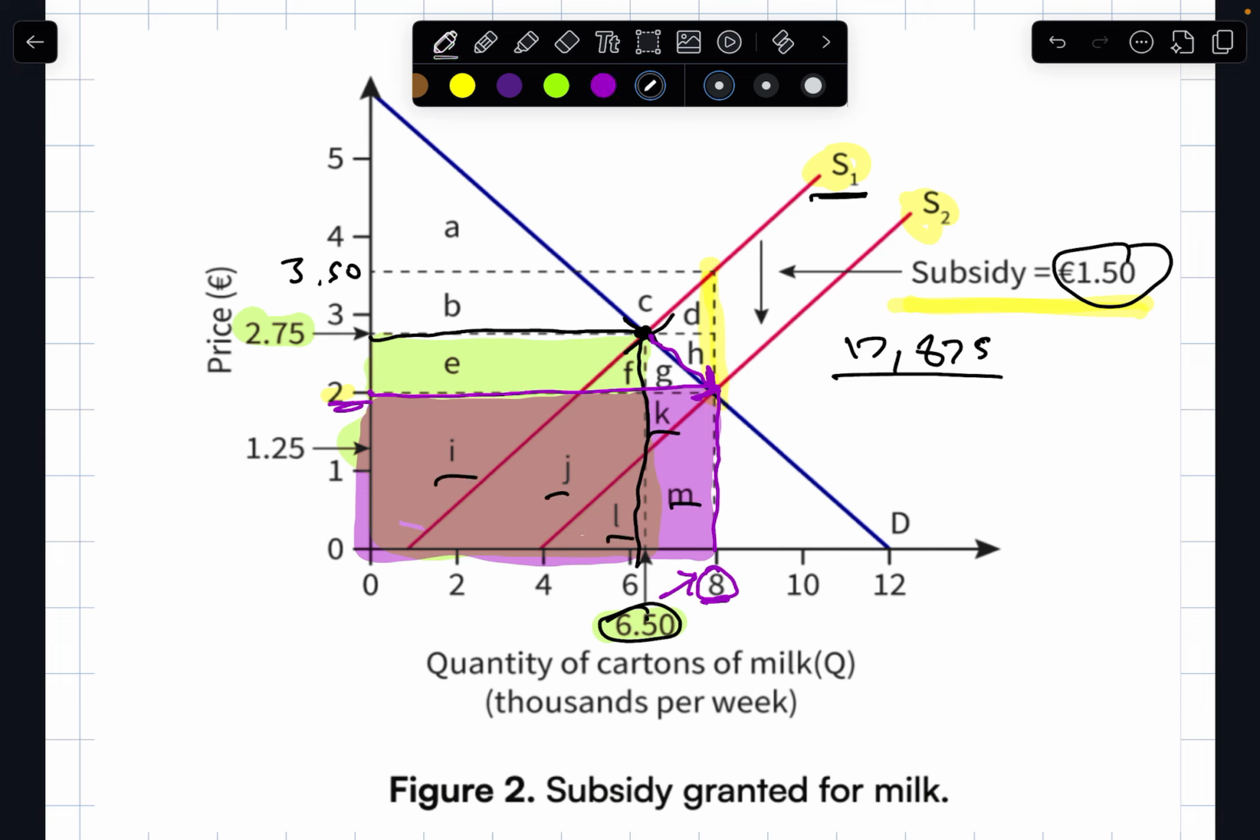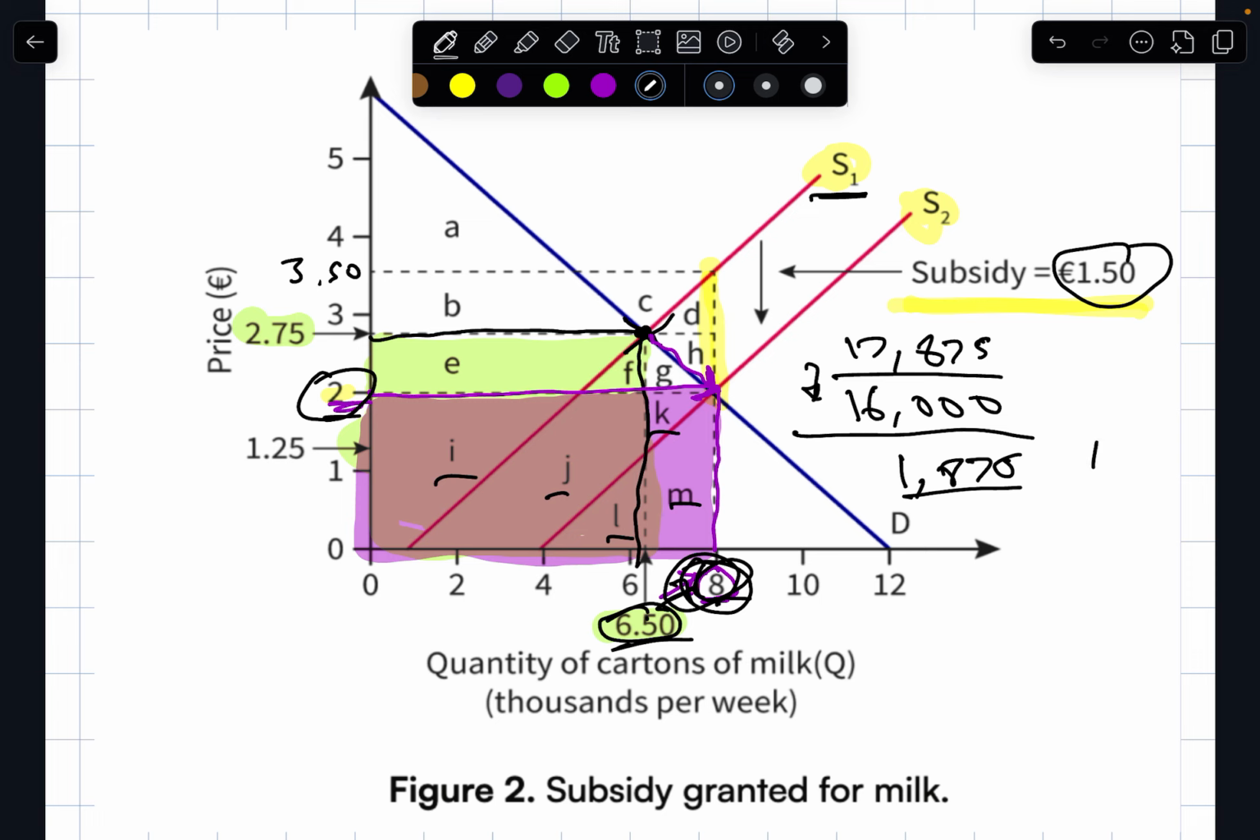Now you'll notice two things. One is the price is cheaper and they're able to buy more. So because of this, even though they're buying 8,000, it's only at €2 each. So I could do that in my head. 8 times 2 is 16, so 16,000 euro. So you'll notice that the amount the consumers spend has gone down by 1,875. Not only that, but they're purchasing more. They used to purchase 6,500, now 8,000. So all in all, consumers are pretty happy about this change.